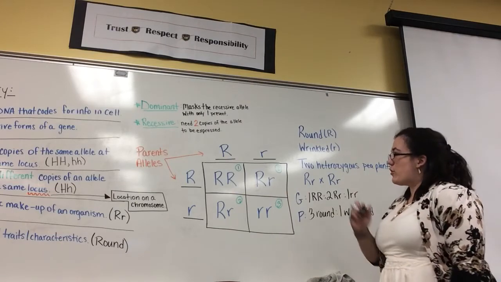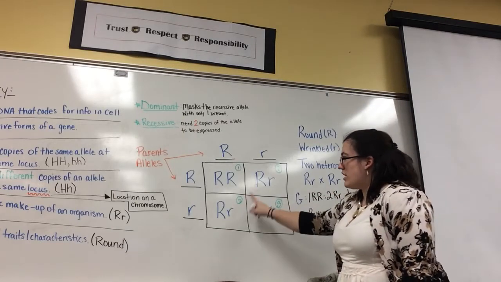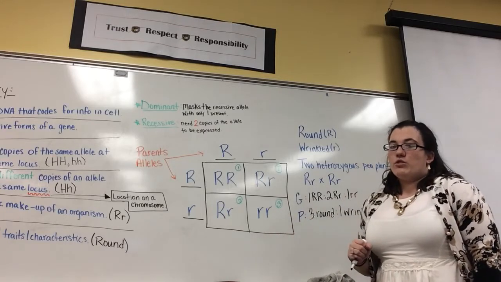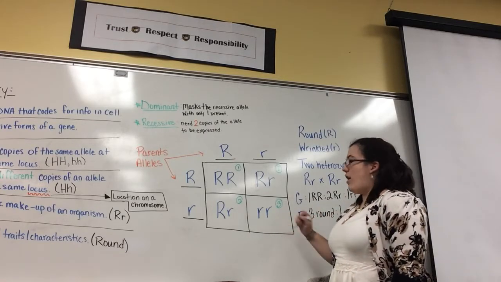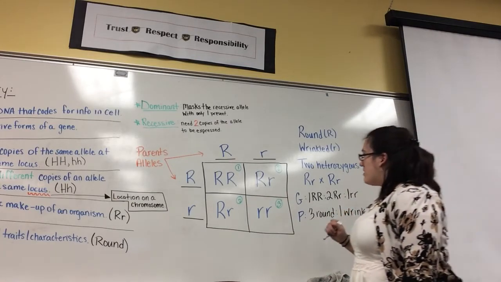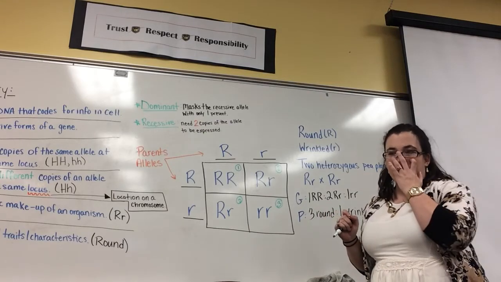And then you can answer questions about this. How many individuals are heterozygous? 1, 2, 2 out of 4, 50%. How many individuals are homozygous recessive? 1, so that's 25%. How many seeds would be round? We said that here, there's 3 out of 4, which would be 75%.